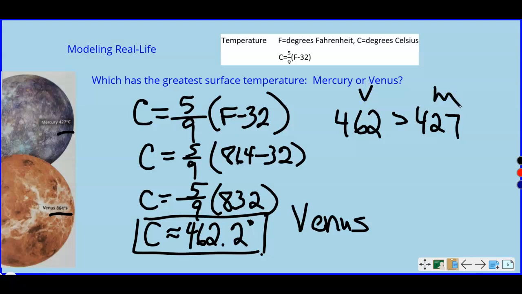All right, so if you want to look at that, you can compare. We converted Venus, that's the number we substituted in here. So we calculated Venus's temperature in Celsius to be 462. 462 is greater than the 427. So Venus has the greatest surface temperature.